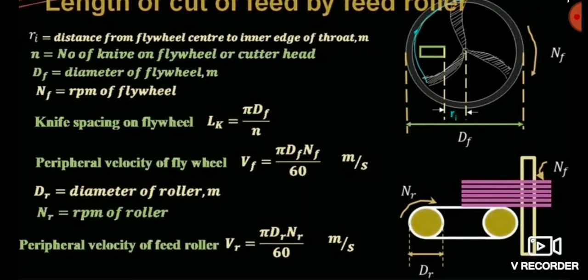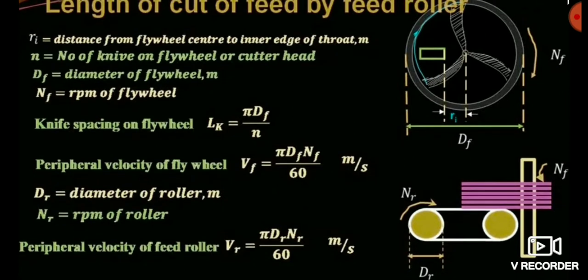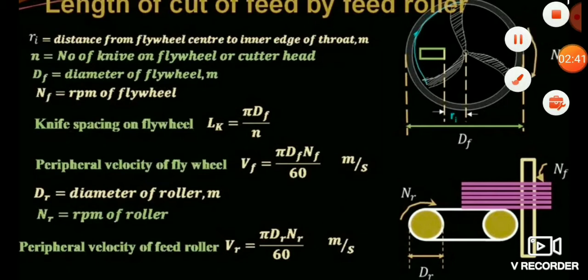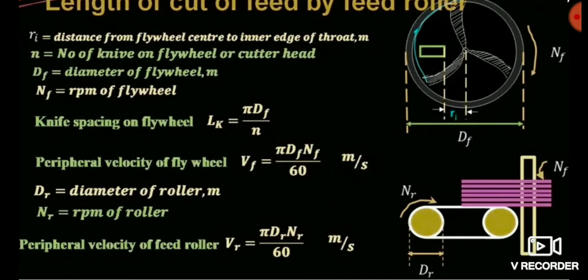So you should keep the diagram of this chaff cutter in your mind, that each and every term, what are the flywheels, what are the throats, everything should be clear. You can see here and understand here very carefully. I am going to explain each and every term. Friends, the chaff cutter consists of two important parts. The first one is flywheel and the second one is feed roller. Feed roller is that part which is providing the silage into the chaff cutting machine.